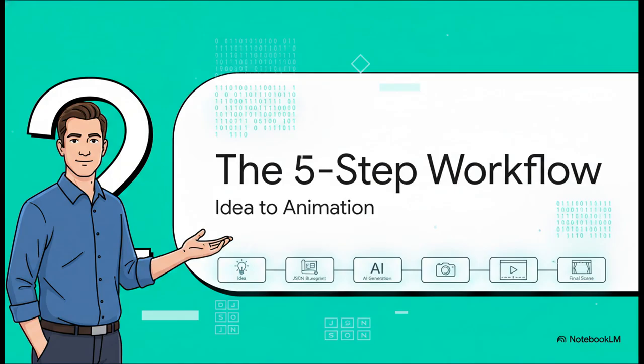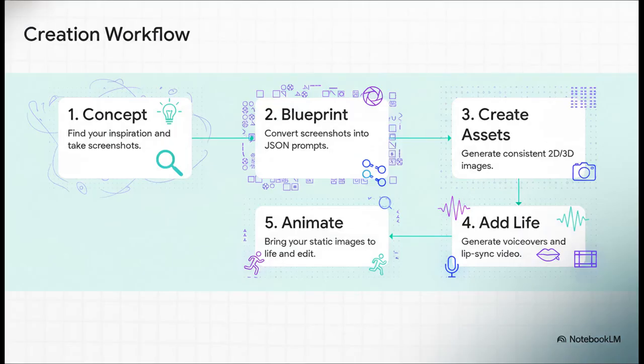So how do we actually put this into practice? Well, it's a pretty simple 5-step roadmap that'll take you from a basic idea all the way to a fully animated scene. We'll start with the concept, then generate the blueprint. After that, we create our assets, add life to them with voice and lip sync, and then finally, we animate and edit the whole thing together. It's a clear path to getting what you want every single time.